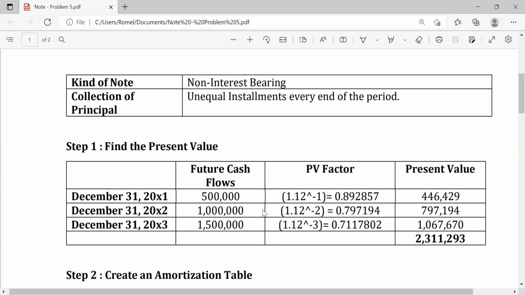For December 31, 20X2 naman, since this is 2 years from January 1, 20X1 to December 31, 20X2, ang 1 million, i-multiply natin sa 1.12 raised to negative 2. So 1 million times 1.12 raised to negative 2, the present value of this is 797,194. And then, etong 1.5 million for December 31, 20X3, makokolekta natin ito 3 years from now.